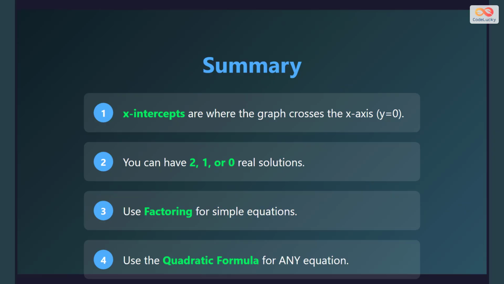To wrap up, remember these key points. X-intercepts occur where y is 0. You can find 0, 1, or 2 real solutions depending on the graph. Always check if you can factor the equation first because it is usually faster. But if you get stuck, the quadratic formula is your reliable backup tool that solves everything.